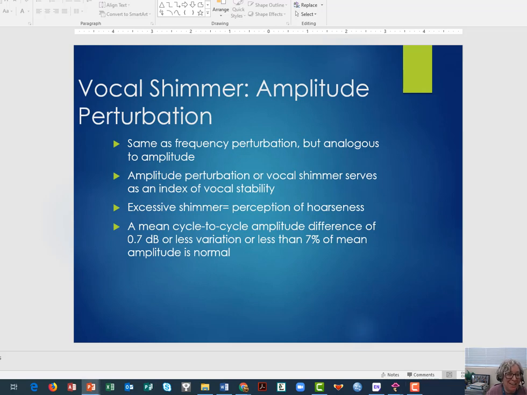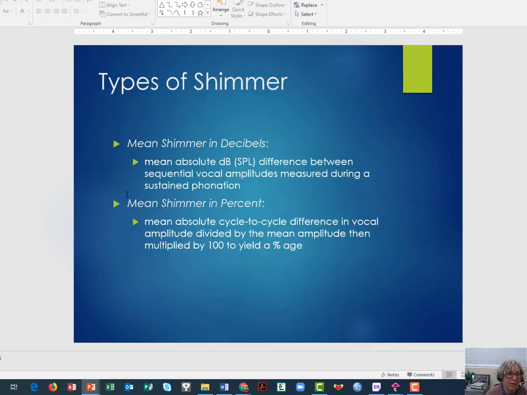Just like jitter, shimmer has different types. We can look at mean shimmer in decibels, which is the mean absolute decibel difference between sequential vocal amplitude peaks measured during sustained phonation. Or we can look at mean shimmer in percent, the mean absolute cycle to cycle difference in vocal amplitude, divided by the mean amplitude and multiplied by 100 to yield that percentage.